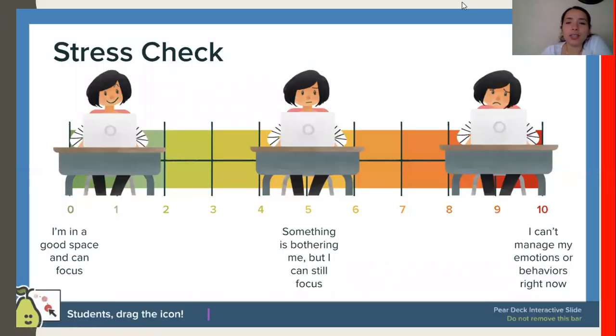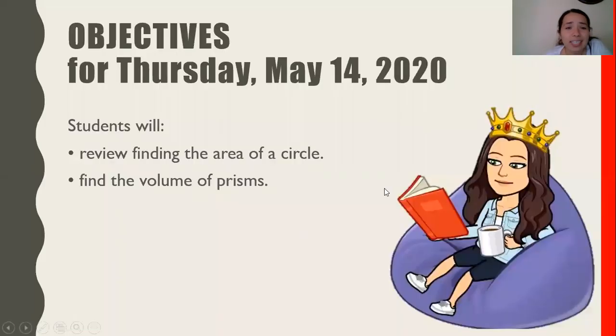Let's do our stress checks on the chat box. Please type how you're feeling, between a 0 and a 10. Okay, I'm glad it seems like we're all doing all right today.